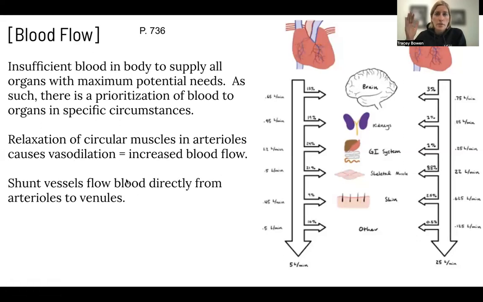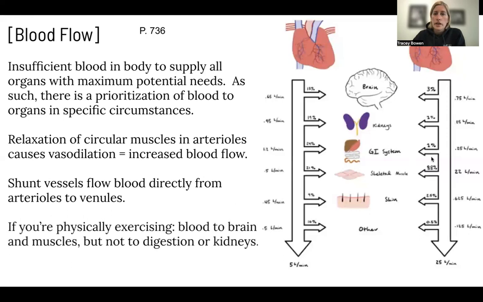Additionally, sometimes there's direct pathways. These are called shunt vessels that are going to direct blood specifically from one arteriole to a venule instead of passing it all the way through all of the capillaries and then into a venule. So this is just a quicker pathway for blood to then circulate to different locations. So this image here, the left-hand side is if you're resting, and the right-hand side is if you're physically exercising quite heavily.